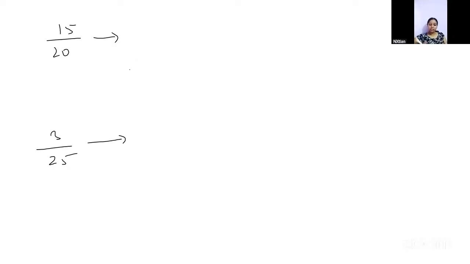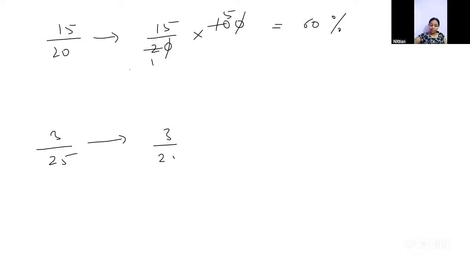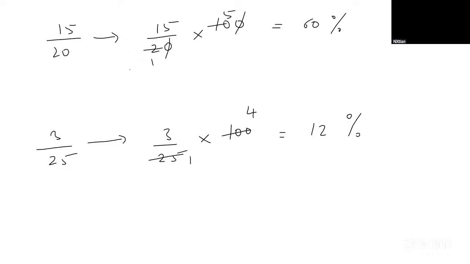It is correct. We do 15 by 20 multiplied by 100. We cancel out the zeros. 2 ones are 2, 5 threes are 15, fives are 60. So 60%. 3 by 25, we did 3 into 100 by 25. 25 ones are 25, fours are 12. 12%. So this is how we convert fractions to percentage.